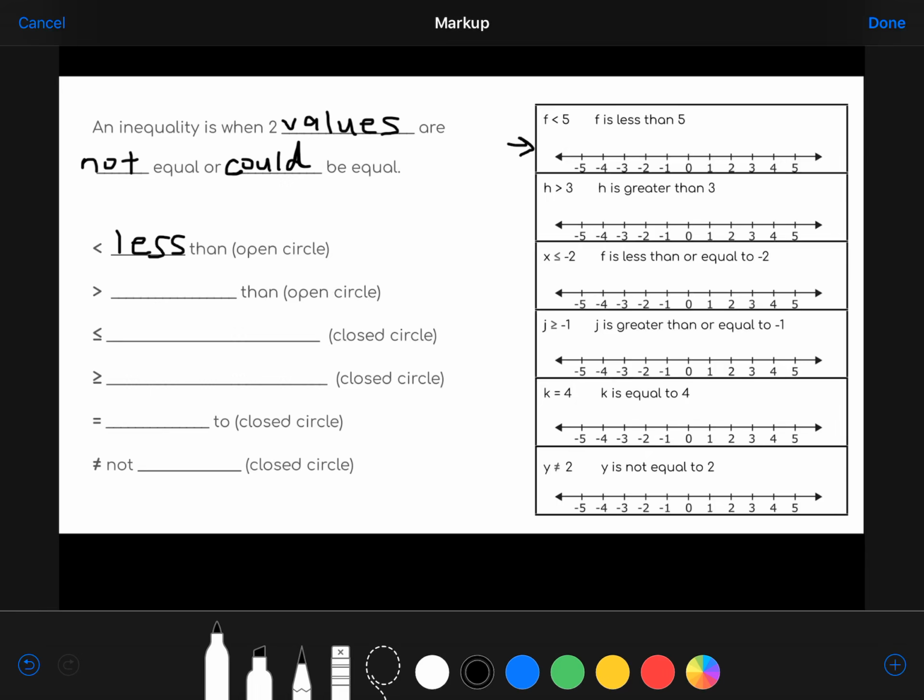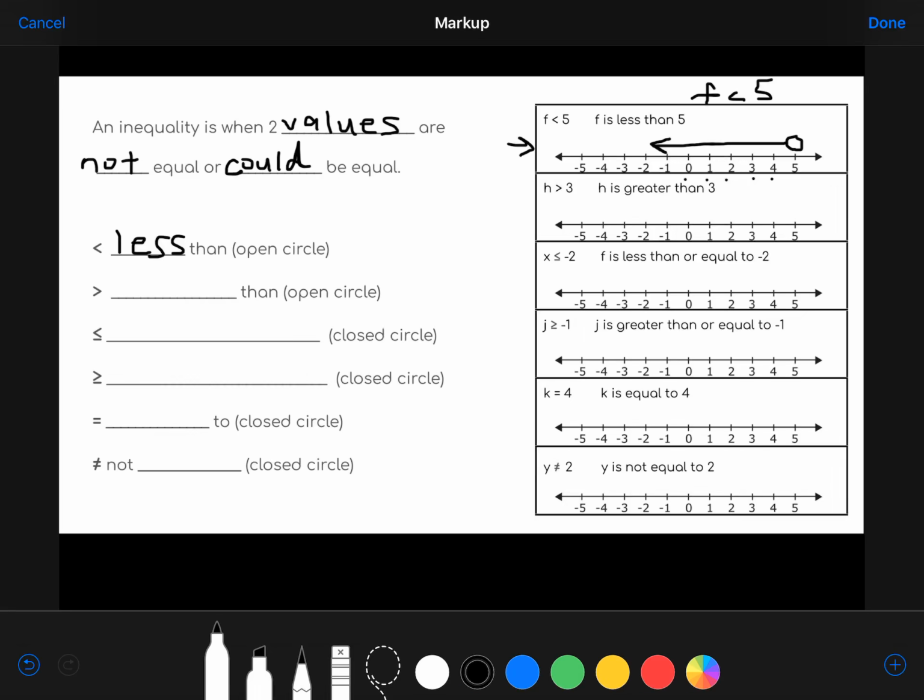I would represent that with an open circle because I know it's not 5, but it's all numbers that are less than 5. So something that could make this true for f is less than 5 could be 4 is less than 5, 3 is less than 5, 2, 1, 0, etc. So this graph would represent any number less than 5.